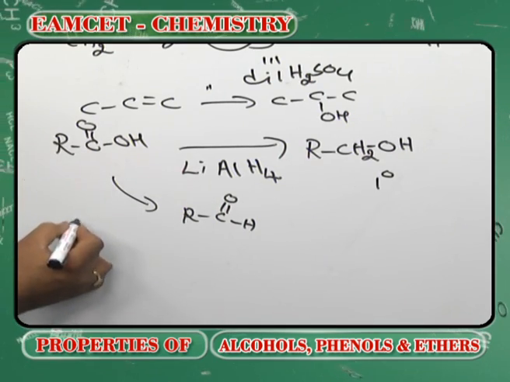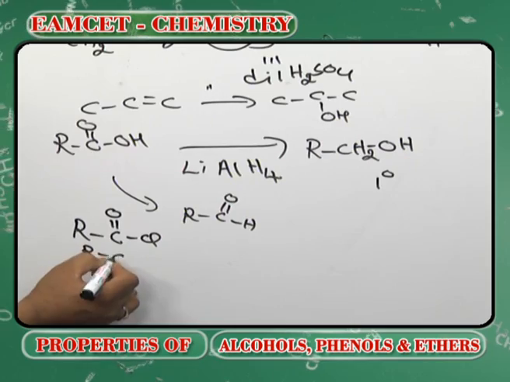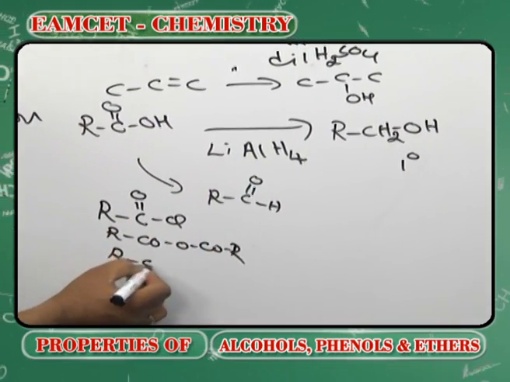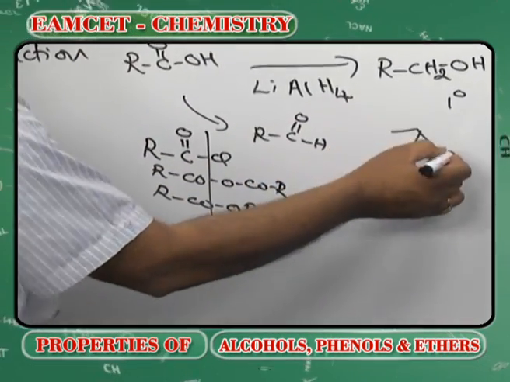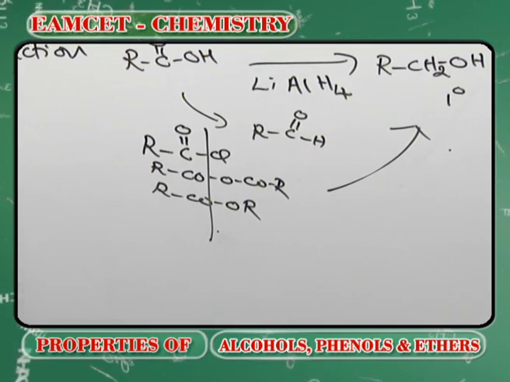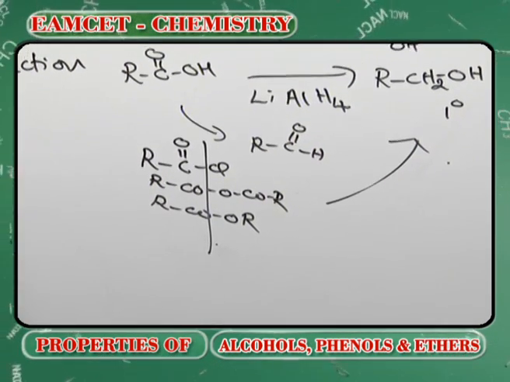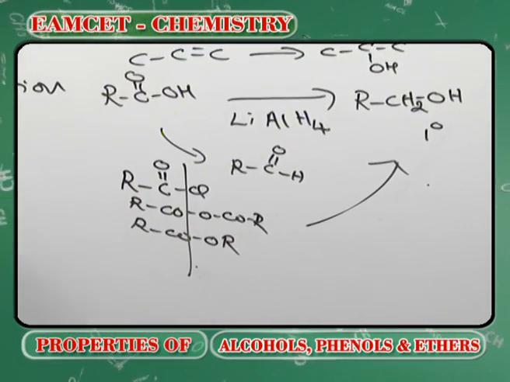In addition to the acids, you can take acid chlorides, acid anhydrides, RCOOCOR, and you can also take RCOOR. All these compounds undergo reduction to give alcohols. Any one of the acid derivatives, except amides. Amides will give 1 degree amines. So from acids and acid derivatives, you will get the 1 degree alcohol.